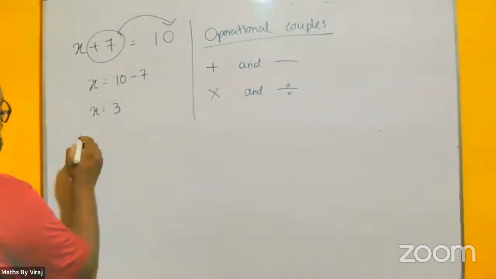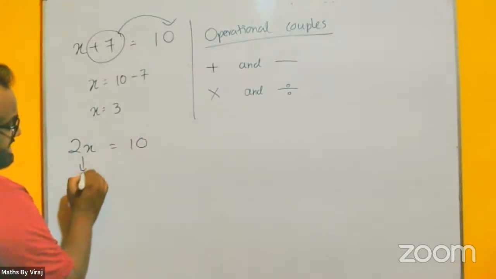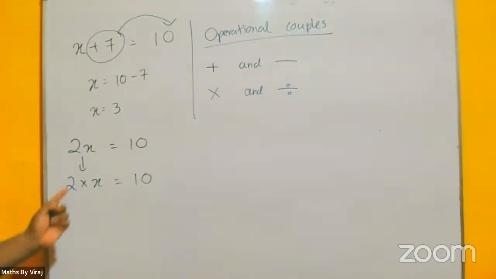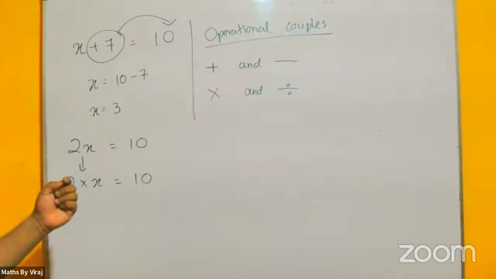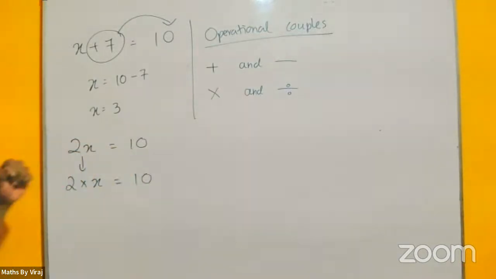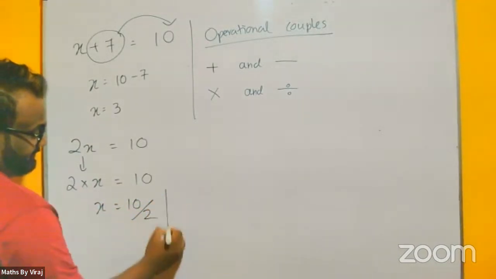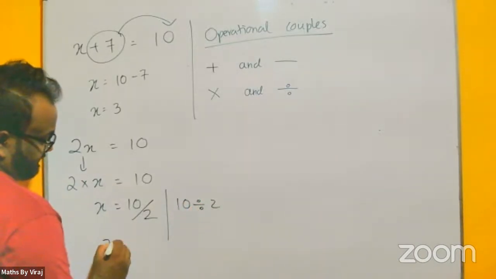Now let's look at this. 2x is equal to 10. We understand that 2 and x are multiplied, and when the multiplied 2 goes to the other side, understand this, it becomes division. 10 divided by 2 can be represented as such.